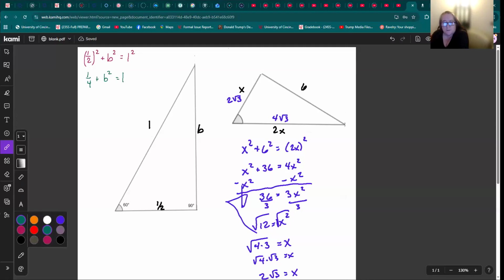And now I have to solve for b, so I need to get rid of everything else. So I'm going to subtract 1/4 from both sides, minus 1/4. I'm going to change this, is going to become 4/4. So I'm going to change this to 4/4 minus 1/4. So this is going to be 3/4 equals b squared.